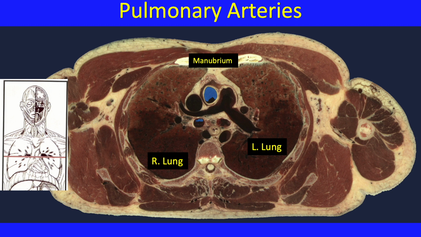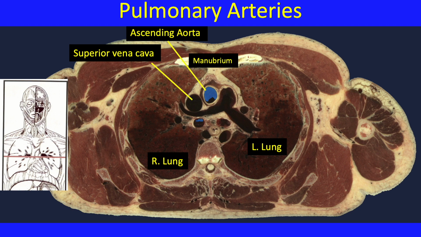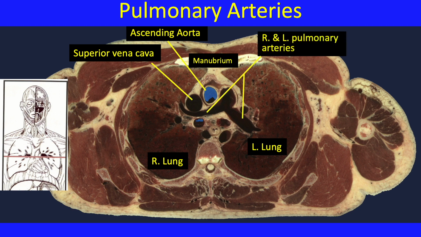Let's start the labeling. Here we see the ascending aorta and just to its right, the superior vena cava. The right and left pulmonary arteries are now labeled. If you become disoriented, go back to the beginning of the presentation when these were shown in the coronal plane. We now see the right and left primary bronchi. The cartilage can be observed, confirming their identity.